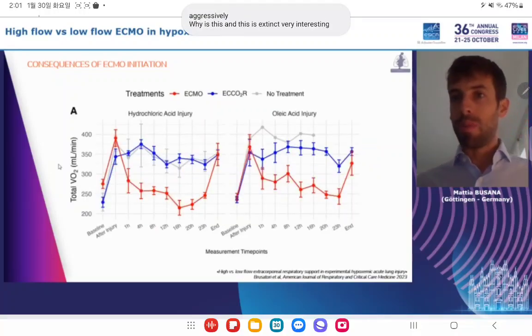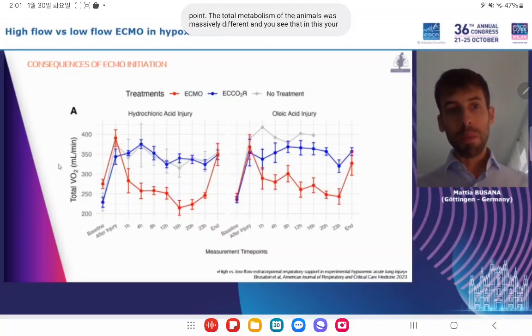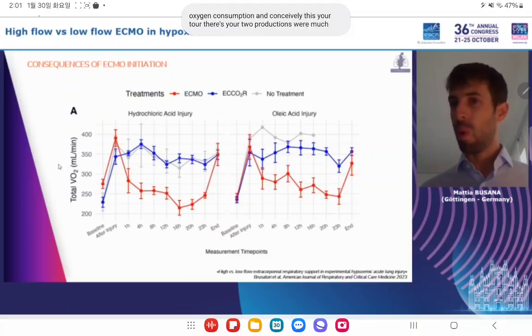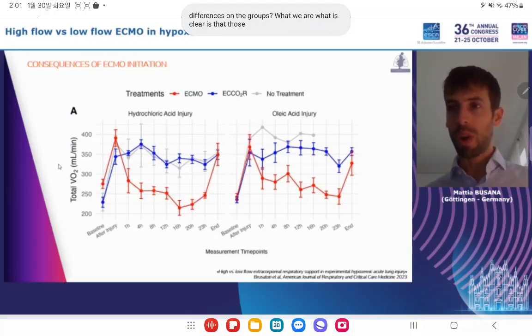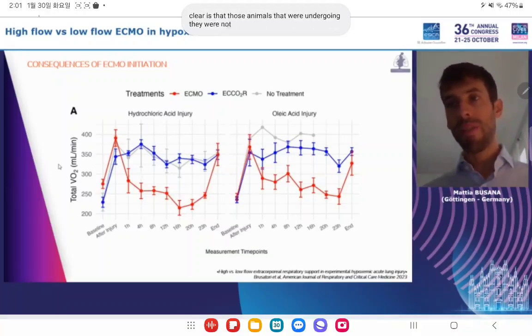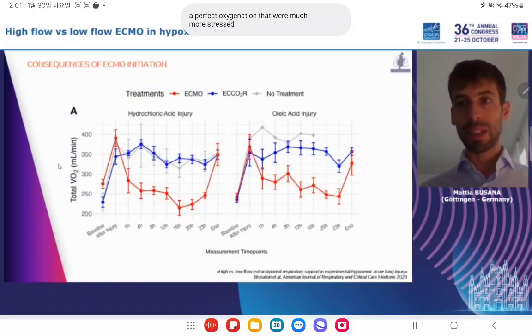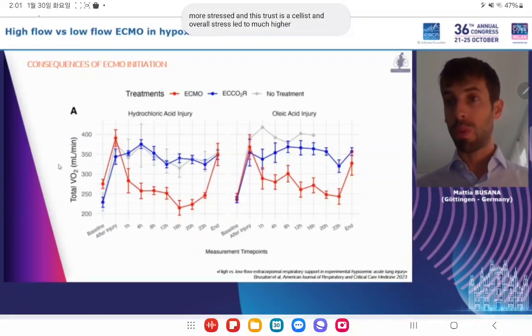Why is this? And this is, I think, a very interesting point. The total metabolism of the animals was massively different. You see that in the CO2 removal group, the metabolism, the total oxygen consumption, and consequently the CO2 production were much higher. Why? We actually did not understand, because there are not many differences among the groups. What is clear is that those animals were not having perfect oxygenation, they were much more stressed. And this cellular stress led to a much higher oxygen consumption and CO2 production that prevented us from reducing the ventilation deeply.